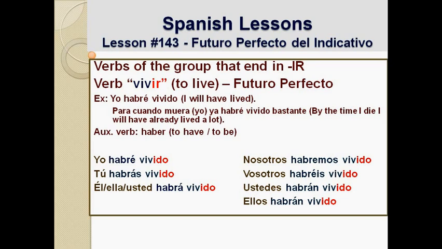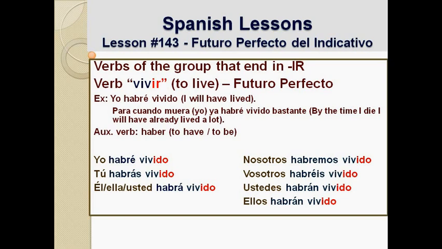So here you can see when and how we use the futuro perfecto, or perfect future. And also here you can see how we conjugate this for all the Spanish verbs, okay? I said in these lessons that these rules apply only for the regular verbs.